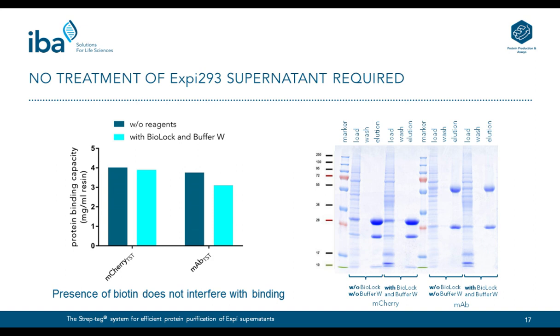And if you look at the left graphic, you can see that the addition of BioLock and buffer W does not change the binding capacity, and that proves that the presence of biotin in the media does not interfere with our Twin-Strep-tag Strep-Tactin XT binding. That means that you can directly load your supernatants on the column, which is a great advantage compared to the His-tag purification we've seen at the beginning of the presentation.